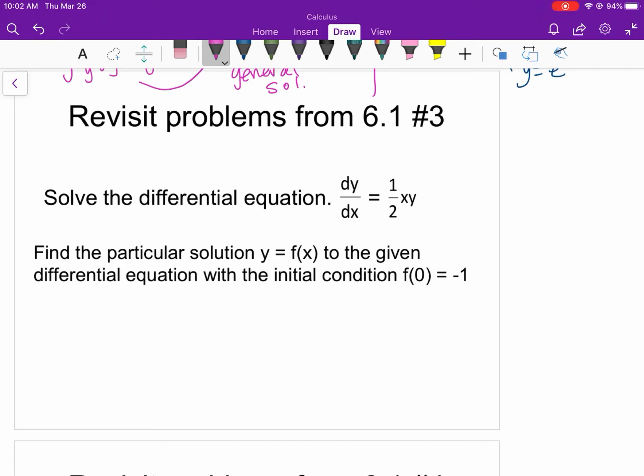Okay, calculus, we're back. All right, we have to solve the differential equation dy over dx equals 1/2 xy. This is from our notes in 6.1. So this is number 3. You've already done the slope field for it, so now we're going to find the equation of that curve that you graphed earlier. All right, so we're going to start by separating our variables.